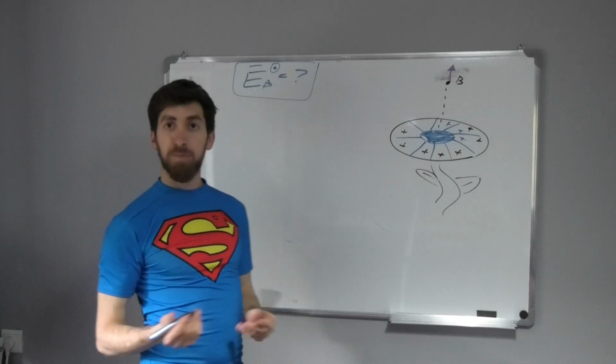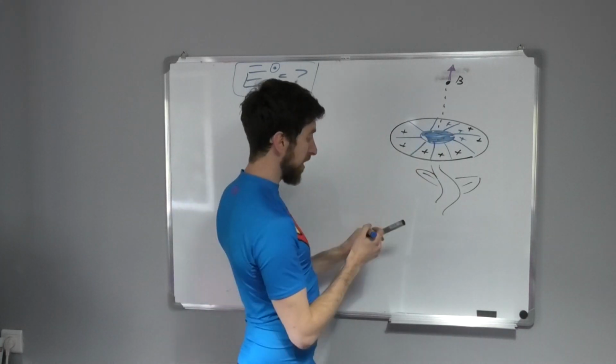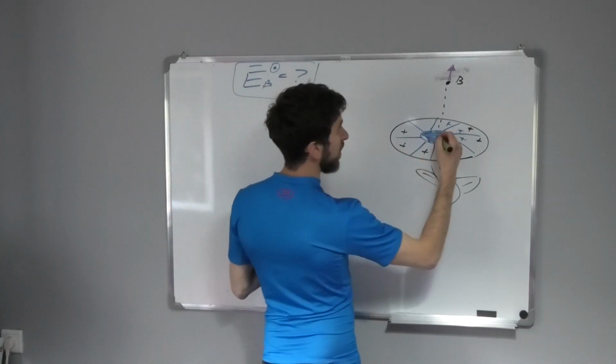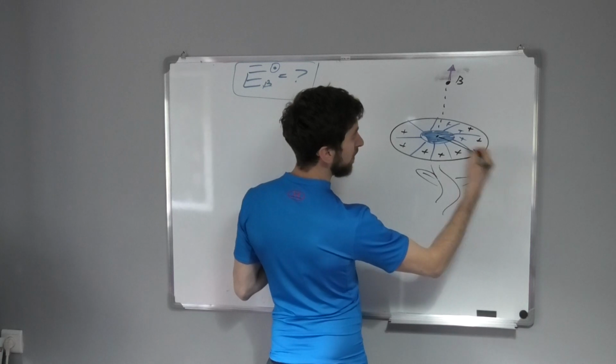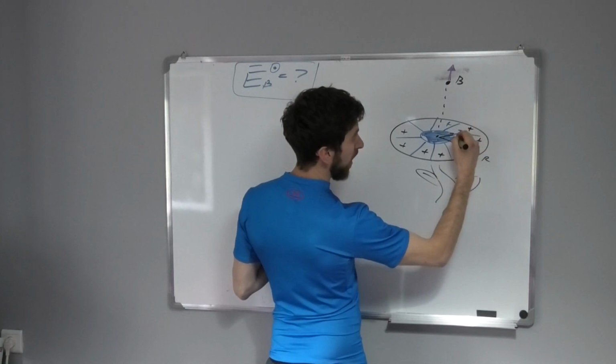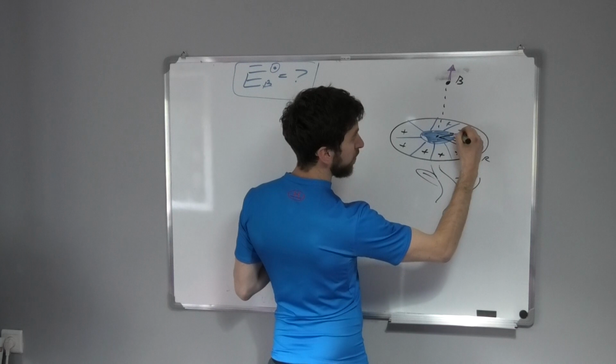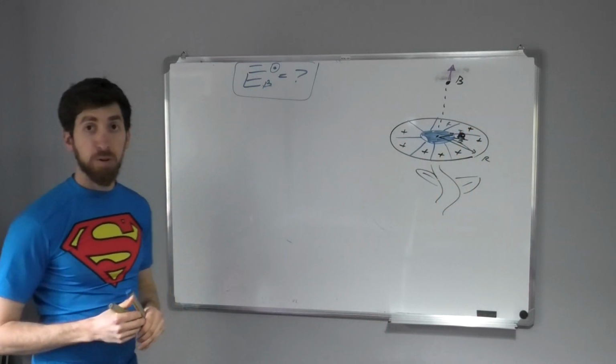How can I solve it? There's no charge in the middle, and let's be more specific. The radius of the flower is R. So until the middle, R over 2, there's no charge at all. So how can you solve it?